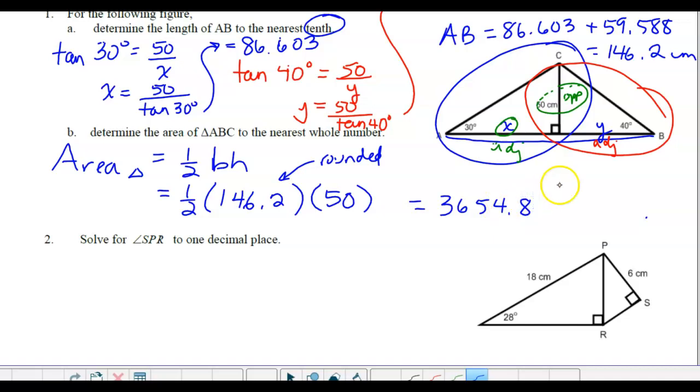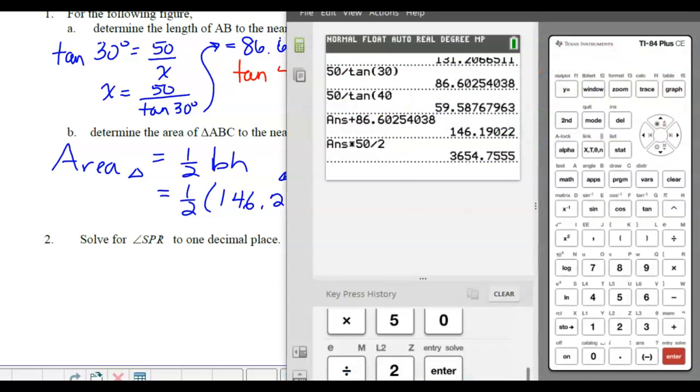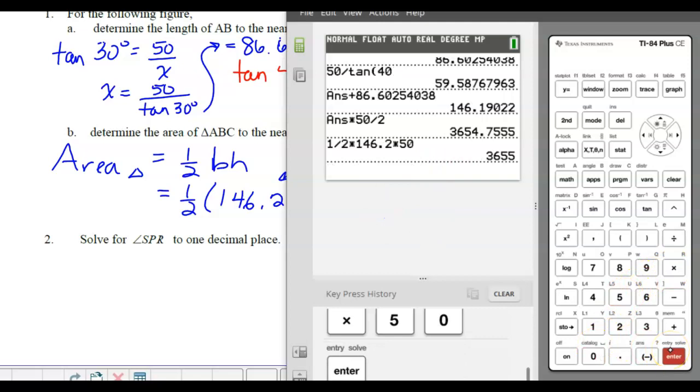Oh, and it says nearest whole number. So 3,655. So probably it would have ended up being the same. Let's see, if I had used just 146, so if I went 1 divided by 2 times 146.2 times 50, it would end up being the same to the nearest whole number. Obviously, not to the nearest 10, if we kept it to the nearest 10.